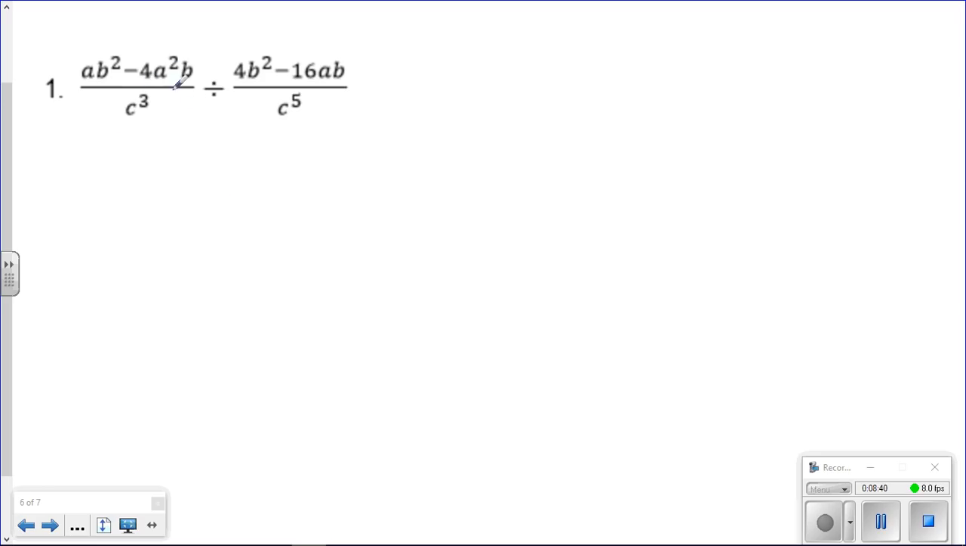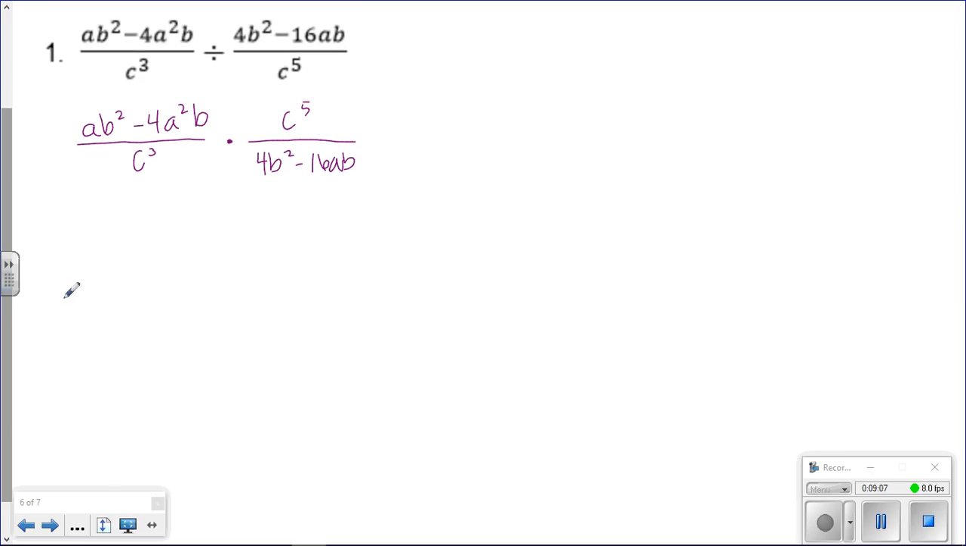All right, so let's look at this first one. Before I can simplify anything, I'm going to change this to a multiplication problem. So the first fraction is going to stay the same. And then this is going to become a multiplication, and I'm going to flip the second fraction. All right, so now you have a problem that looks like stuff that we just did on the previous slide. We are going to multiply. So first we're going to factor what we can.